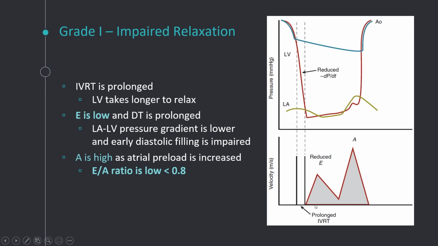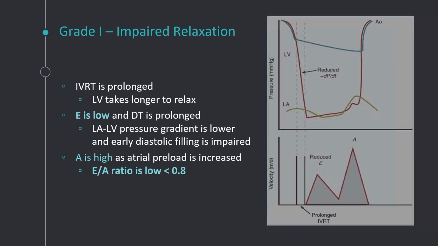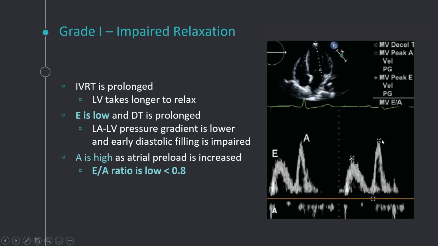Some of the other things that we can look at is, as I said, the IVRT is a little bit more prolonged. Because the E wave is smaller, the deceleration time is going to be prolonged and less steep, as you see here, compared to before. But the E to A ratio is the most important thing we can probably look at here. And this is how it looks in real life. Compare this to the old one where the E wave was higher and the A wave was smaller. Now you have the reversal of the E and A wave.